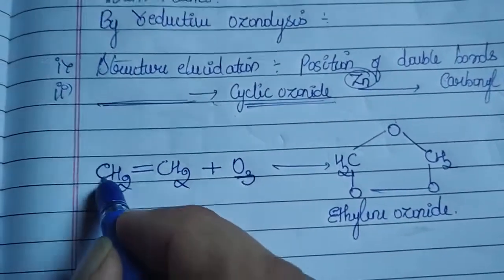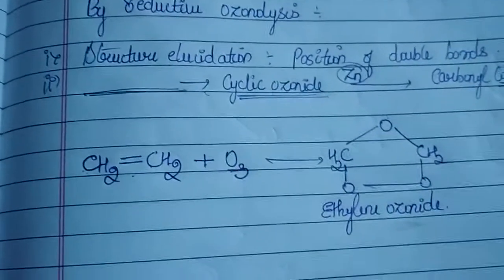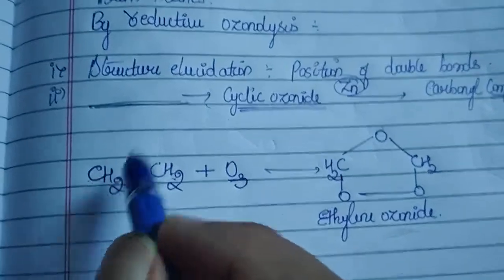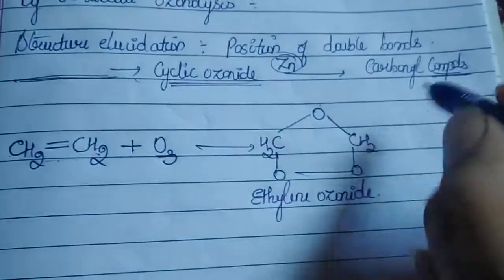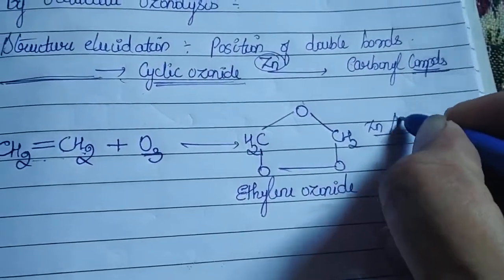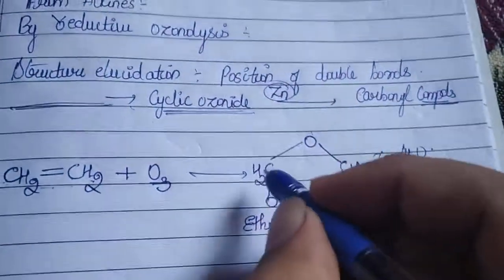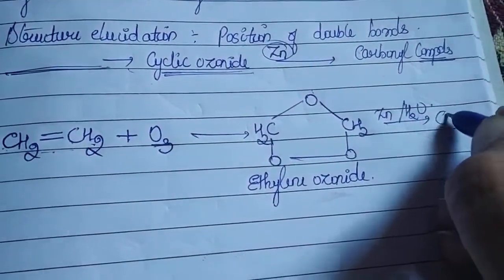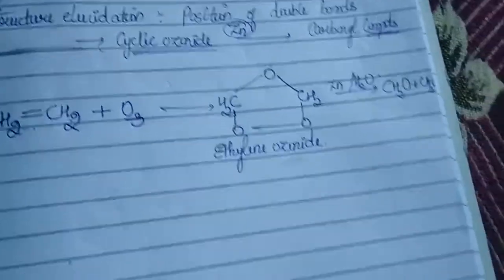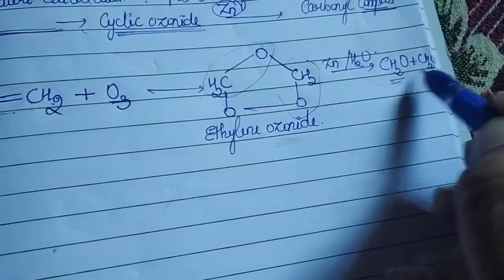Here you can notice that ozone is attacking those carbons which are doubly bonded. So that is the major role of this ozonolysis, where we can predict the position of the double bond. Upon treatment with zinc, hydrolysis, soon after doing the hydrolysis, see the product: CH2O plus CH2O, nothing much. This part will give the final product.